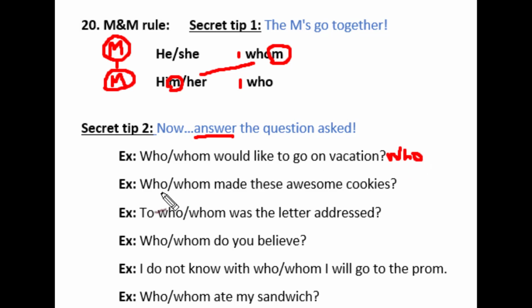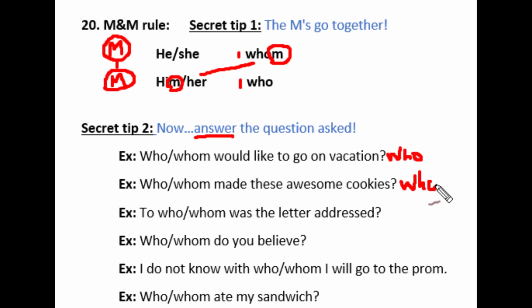Let's take a look at example number 2. All right, example 2, whom made these awesome cookies? He made these awesome cookies, or she made these awesome cookies. You see, once again, we're going to use the word he, she, which goes with the word who.